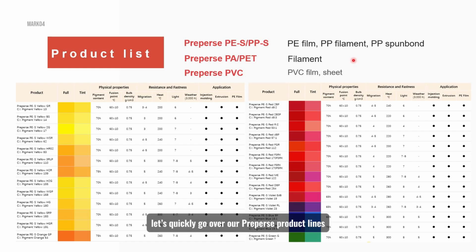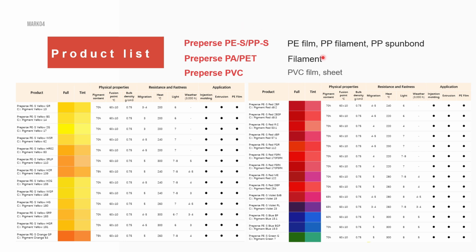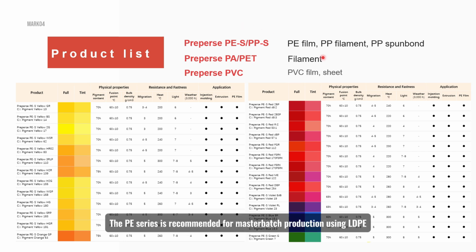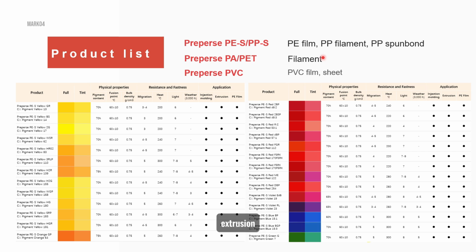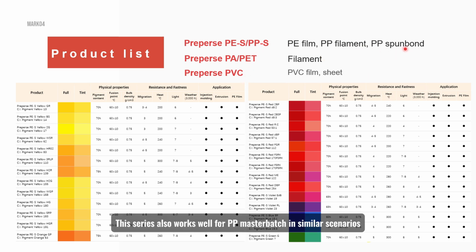Finally, let's quickly go over our Pre-dispersed product lines. We currently offer PE, PP, PA/PET, and PVC series. The PE series is recommended for master batch production using LDPE, LLDPE, or HDPE, suitable for injection molding, extrusion, films, and similar applications. This series also works well for PP master batch in similar scenarios.